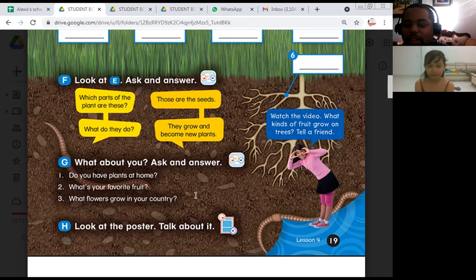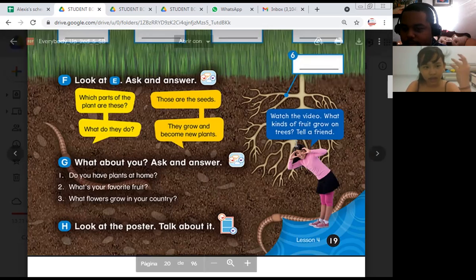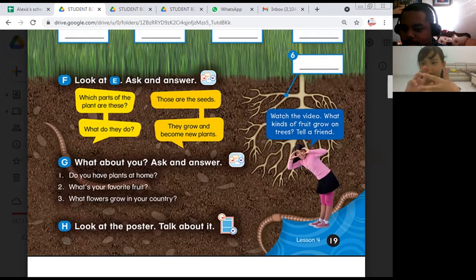And let me ask you something. You told me your favorite food was strawberries, right? Yeah. I have another question for you: what flowers grow in your country? I want you to tell me the name of some flowers that you know grow in your country. Sunflower. What else? I have a red flower.